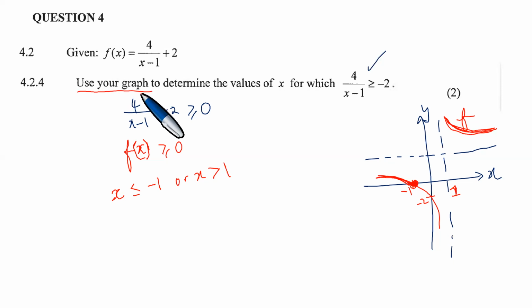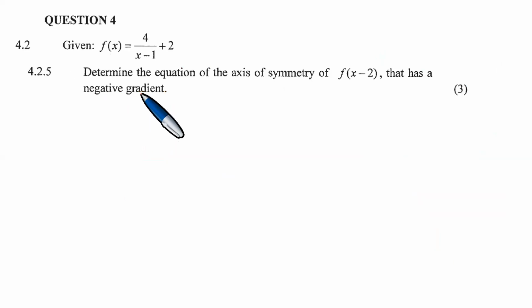Next question. Right, in 4.2.5, determine the equation of the axis of symmetry of F. How do we find the axis of symmetry of F? That has a negative gradient. This is grade 11 work. So anyway, we must first deal with this, f of x minus 2. So what is that anyway?